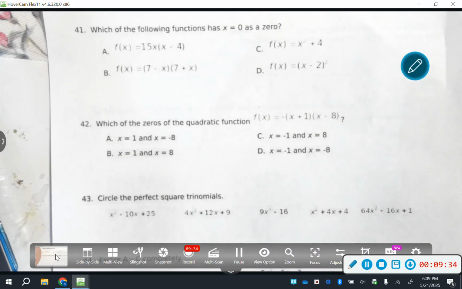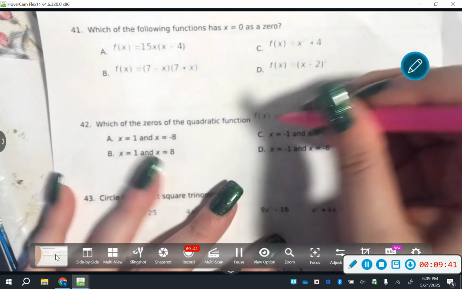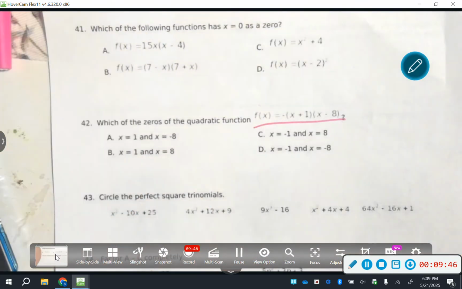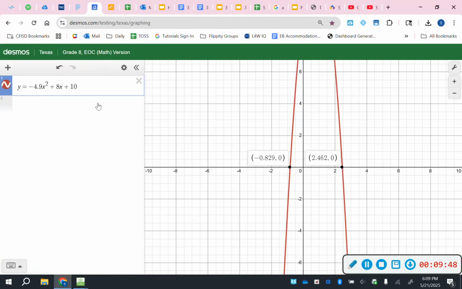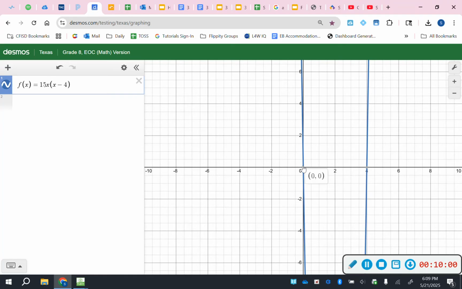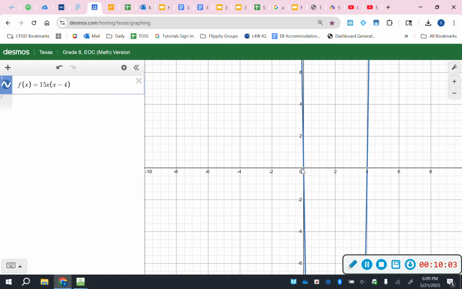All right. Which of the following functions has x equals 0 as a zero? Once again, this is another plug-in question. I've been skipping some of the plug-in questions, so I'll go ahead and plug in these two. For the first answer choice, they gave us f of x equals 15x times (x minus 4). Bam, we're already done. This one has a zero at 0, 0. Our answer is A.